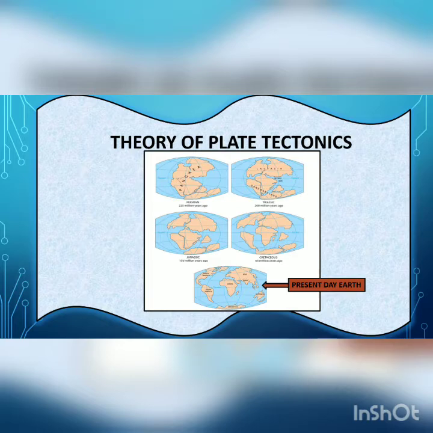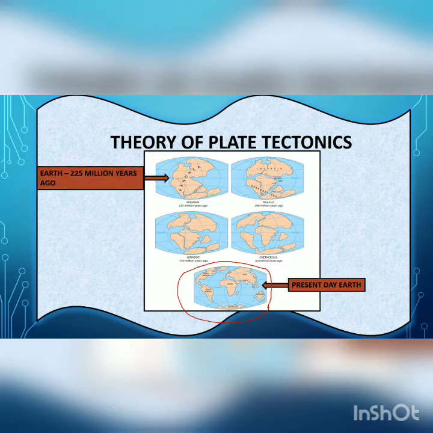Students, this is how our Earth looks like. The current location of continents, you have seen it on the globe as well as on the world map. But the present position of the continents has been achieved after years of drifting apart. If you go back 225 million years, you will find that this is how our Earth looked like.